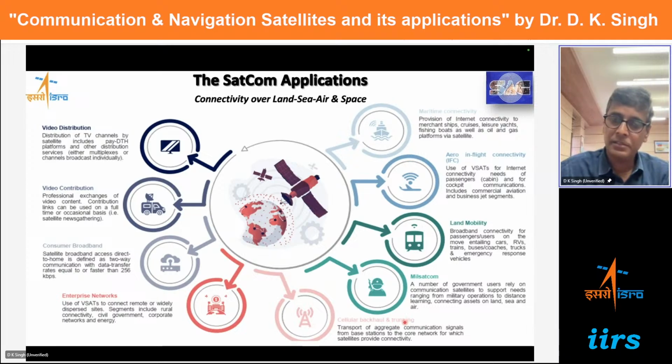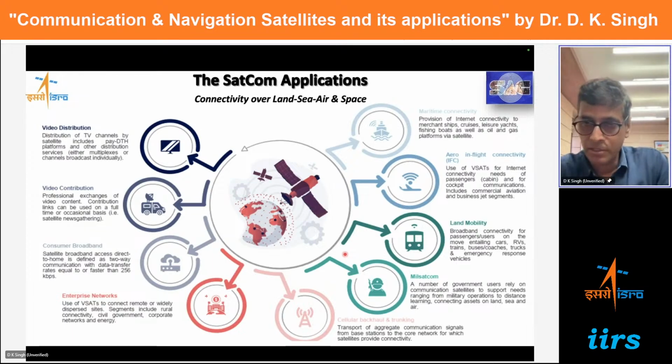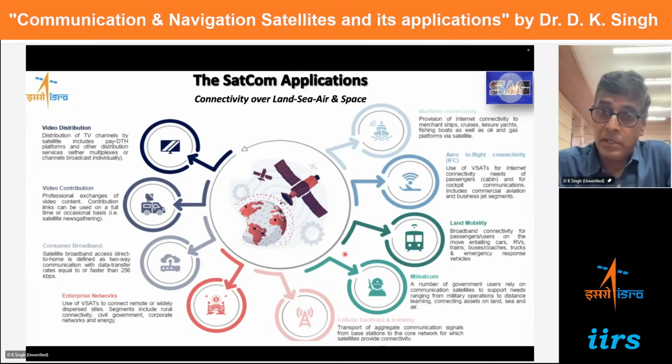Then cellular backhaul and trunking. Today cell phones are mushrooming, but for intercity connectivity, satellite communication is one of the very popular means of backhauling, especially when there is a village in a remote area that is not able to get connectivity through fiber because of the geography. One small satellite terminal can do the trick. Then the military satellite communication: in the war in Ukraine, it was proven that when all other communication means broke, the Starlink satellites were used for connectivity.